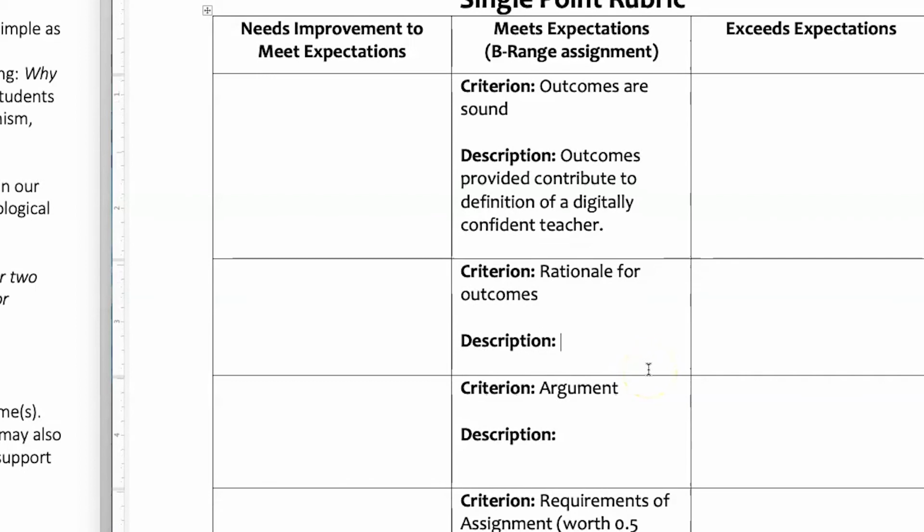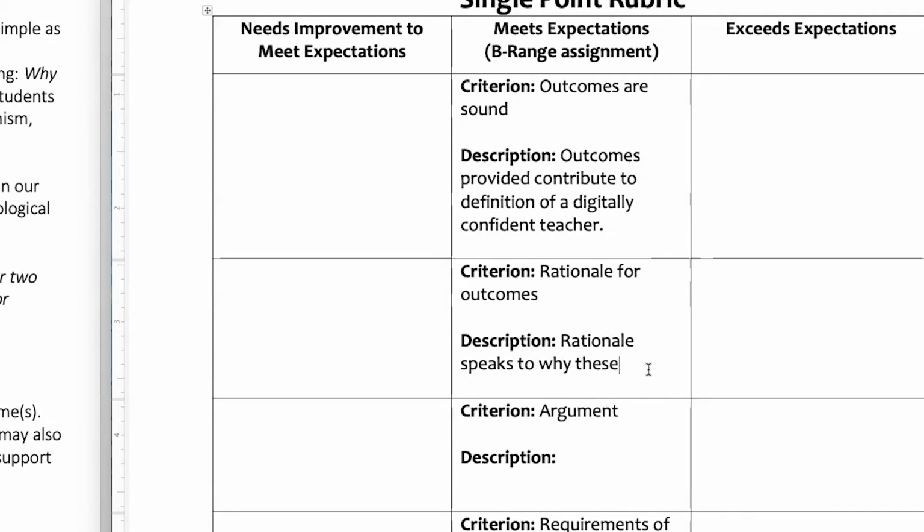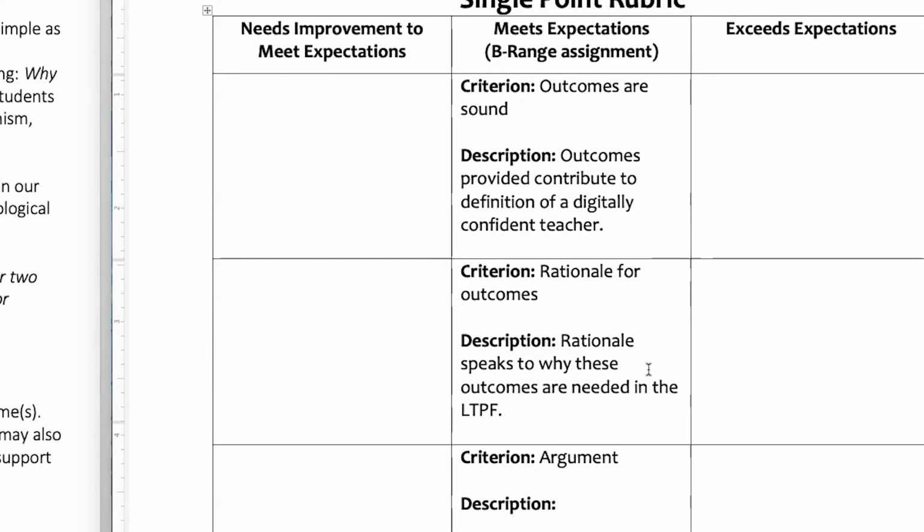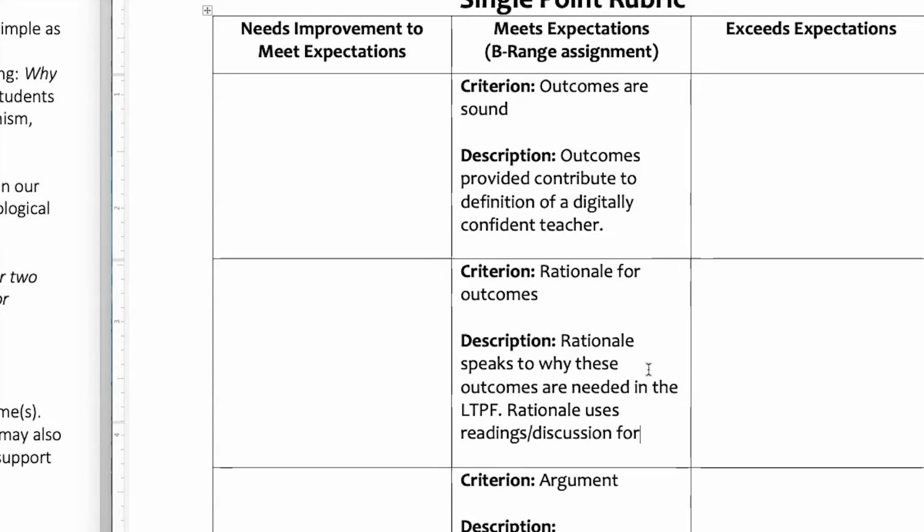Looking at our rationale for outcomes, I want students to provide a rationale or justification that references course readings, as well as gives me a clear indication of why those outcomes are sound. So a good assignment will provide me that. A rationale speaks to why these outcomes are needed in the Learning and Technology Policy Framework. And I also ask that they use readings. So: rationale uses readings and discussion for support.